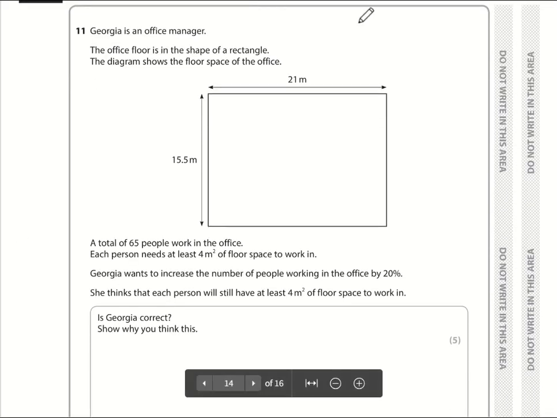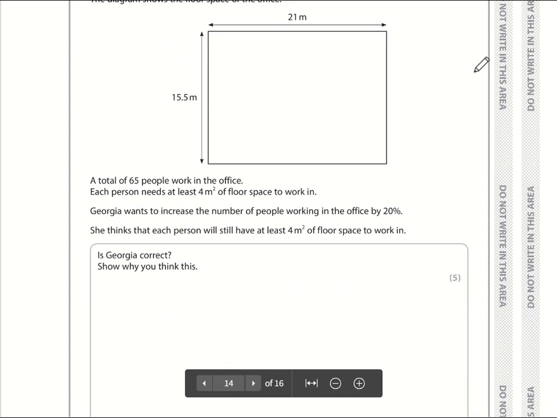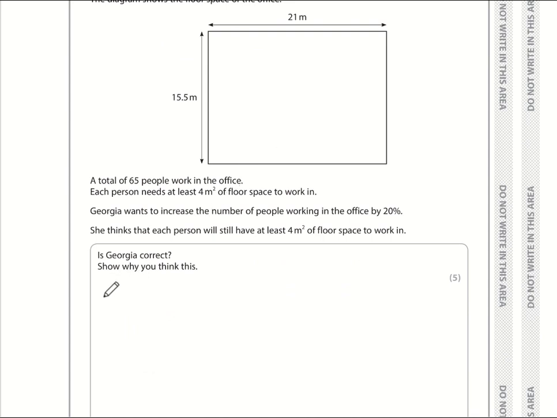Okay, so question number 11. The way I would approach this question, first of all, I would work out the existing area. So the area of the office is going to be 21 multiplied by 15.5 metres, and that comes to a total area of 325.5 square metres.